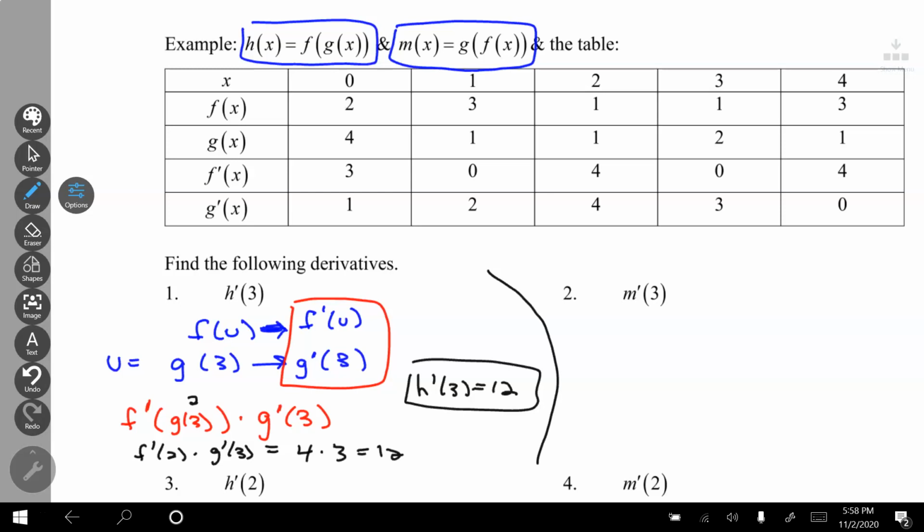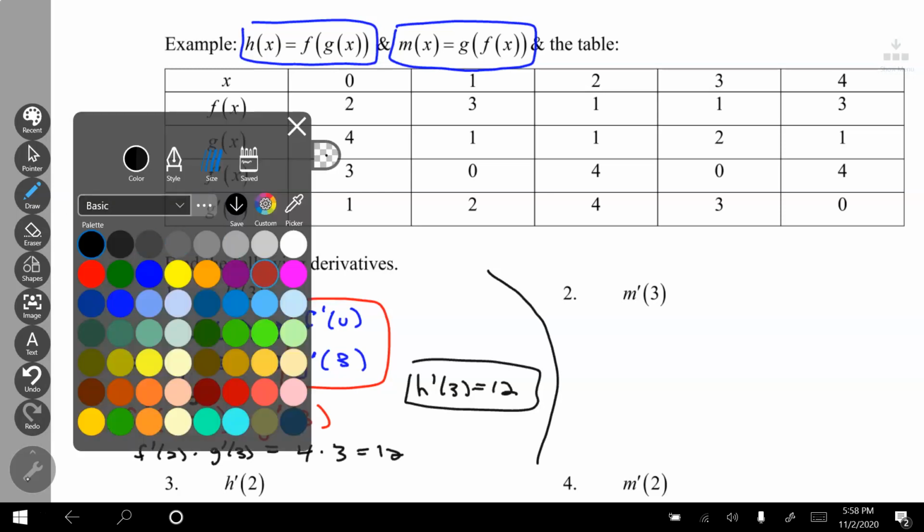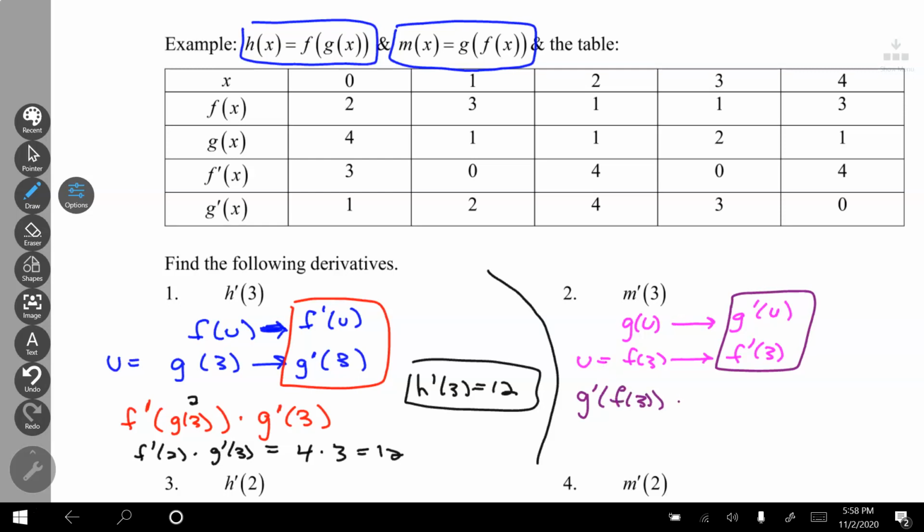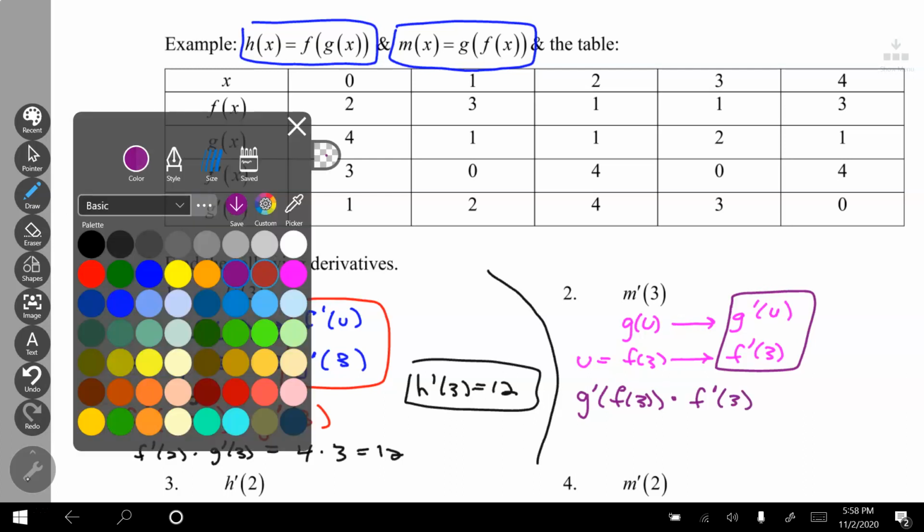I'm going to have to do the same thing, except it's kind of a reversed order. So first, I have g of something, and the derivative is g prime of something, and the u represents f of 3, and the derivative of that is f prime of 3. So when I multiply this out, I get g prime of u, which is just f of 3, times f prime of 3, and I plug this all in.